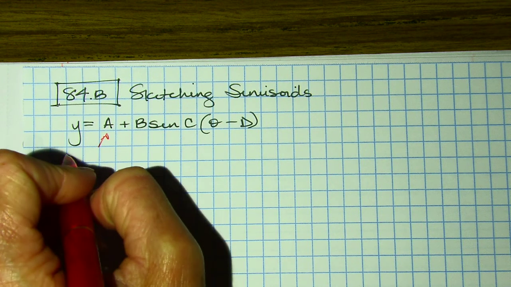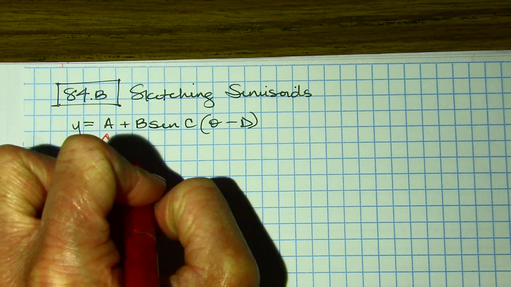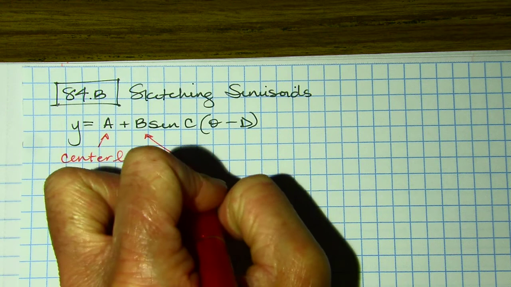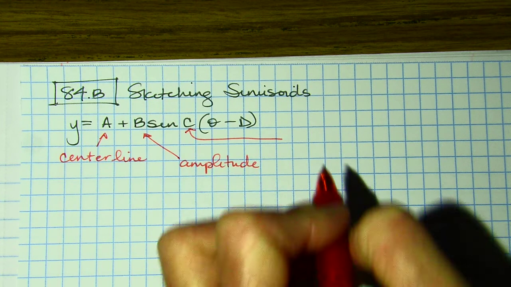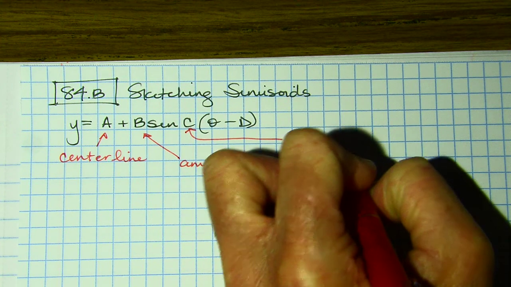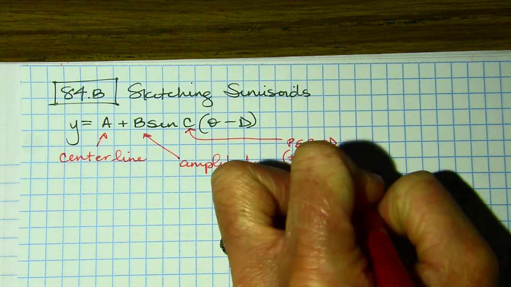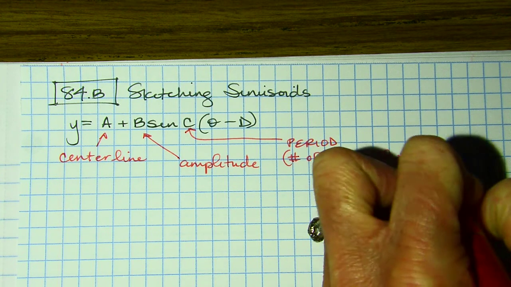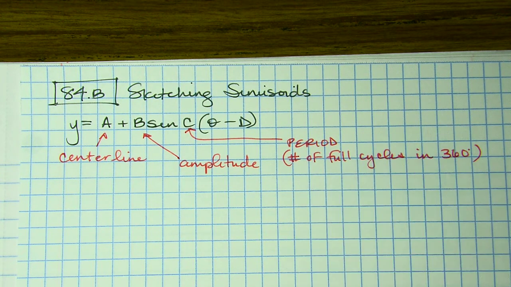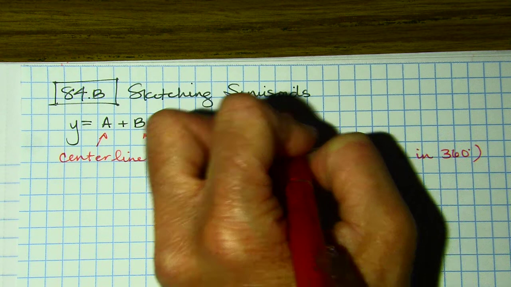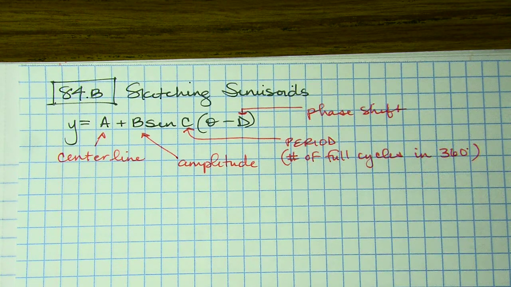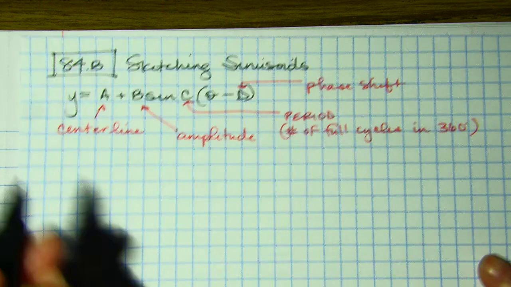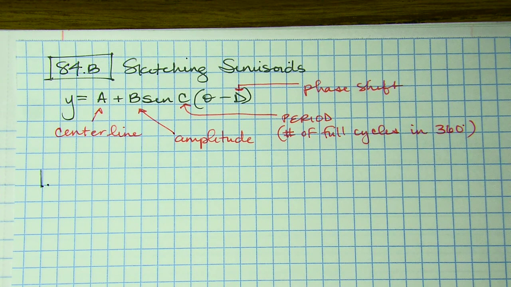A is our center line. B is our amplitude. C is our period. But that also means the number of full cycles in 360 degrees. It's technically what that value means. And then D is our phase shift or horizontal shift. So we're going to jump right in, and I'm going to show you the way I graph them. If you don't like my method, then you can use a different one. But let me grab my ruler.